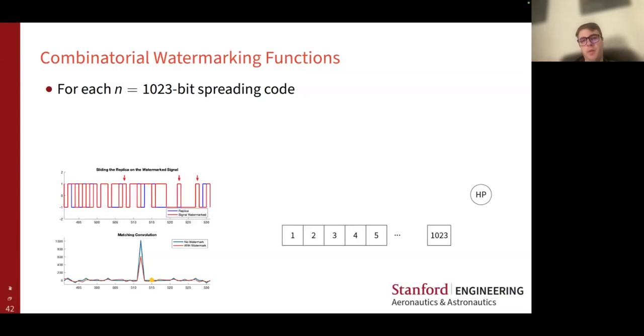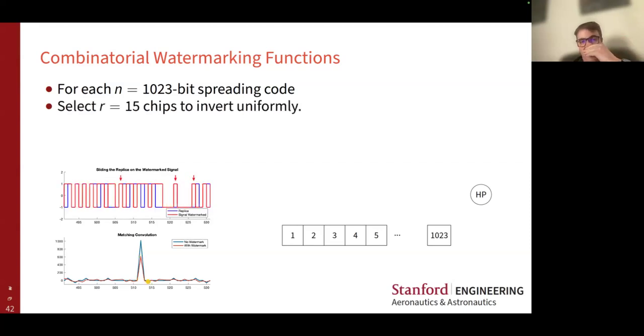The definition of a combinatorial watermark is as follows. Let's say we have n chips in a spreading code, for instance, 1023 in the Gold code. The provider is going to say r equals 15 and invert them uniformly. I'll talk about why r equals 15 later, but just for the sake of intuition, we have 1023 and we're going to uniformly select 15.